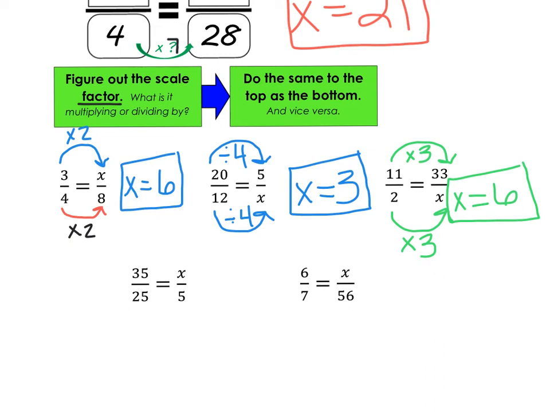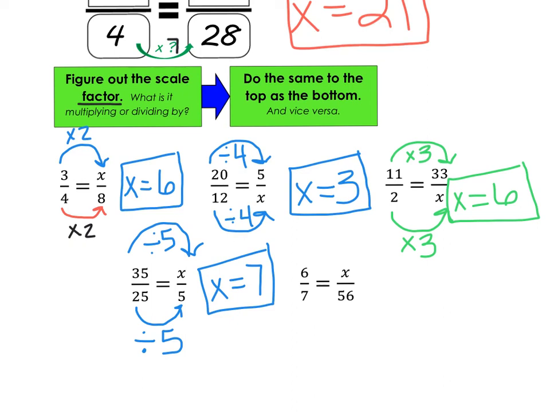All right, let's look again. This time, both numbers are on the bottom. So I want to pay attention to the bottom. I want to ask myself, how do I get from 25 to 5? Well, I'm getting smaller this time, so I'm not multiplying. I'm dividing. I divide by 5. So if 25 divided by 5 is 5, I now have to come up top and also divide by 5. So 35 divided by 5 is 7. So x equals 7.